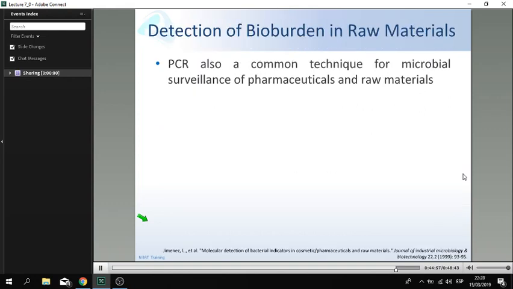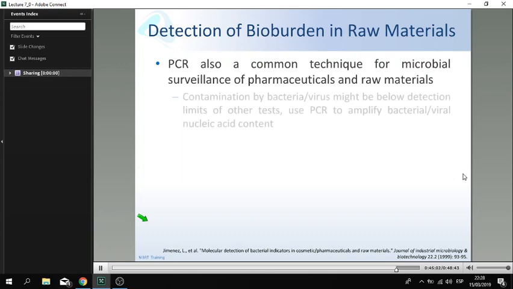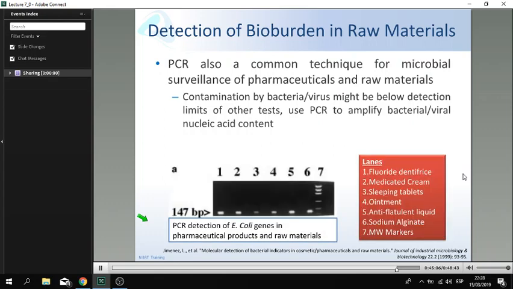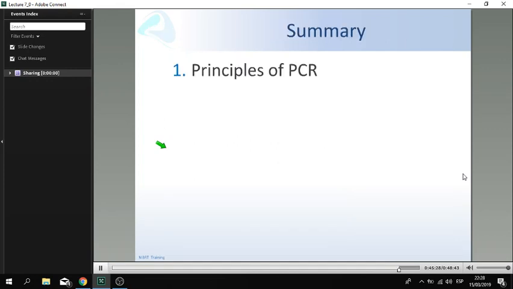And then you can also use it to detect bioburden in raw materials. For different raw materials, you detect the amount of something like a bacteria or a virus, again because you don't want it there. What this one is showing is a traditional PCR on a gel, testing different raw materials for E. coli genes. You can see that they are present there. So you want to test your raw material and make sure that something like this is not present, for example, or is present in really low amounts.